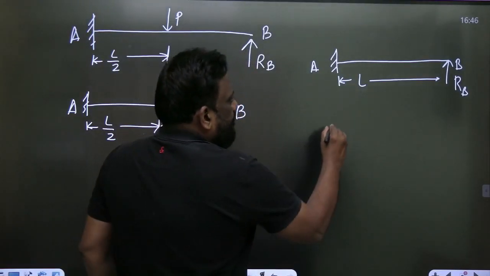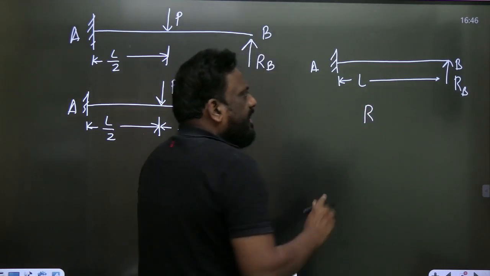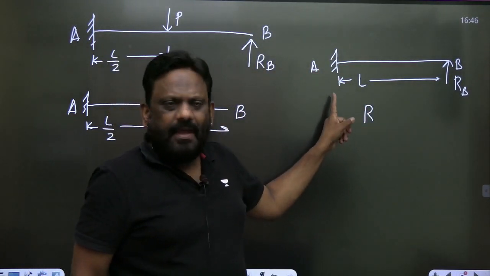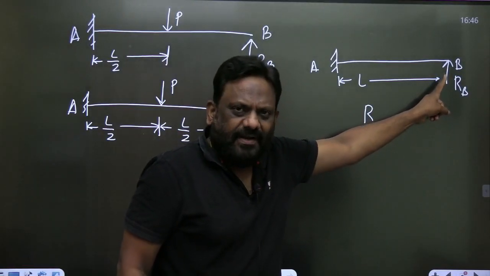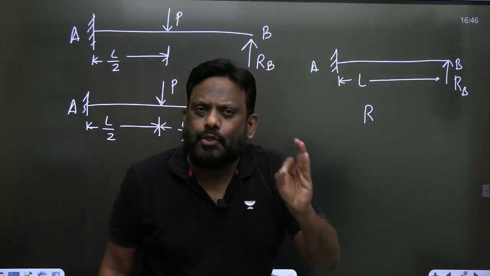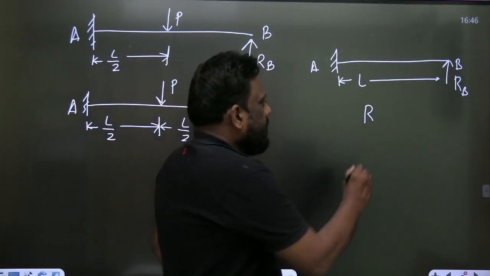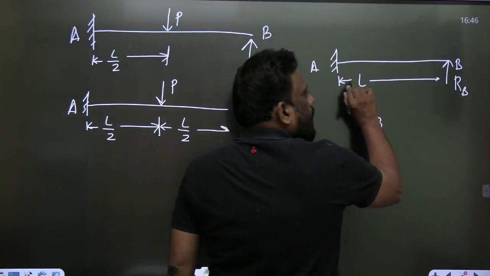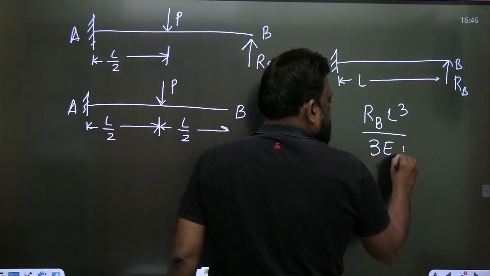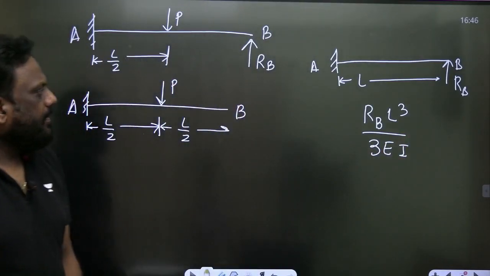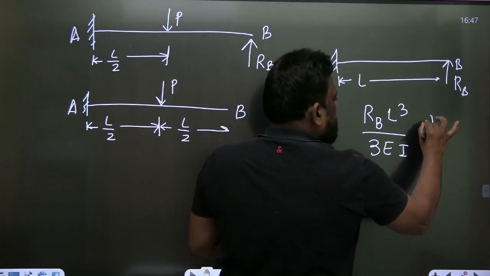And we know very well, whenever there is a cantilever beam and you have a point load at the free end, the deflection is PL cubed by 3EI. So here in place of P it is RB. Therefore it is RB L cubed by 3EI. Let us find out the deflection due to this. And it is in the upward direction.